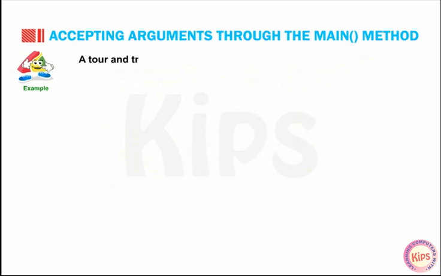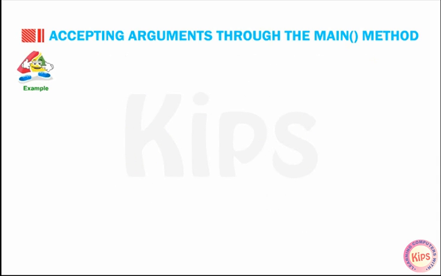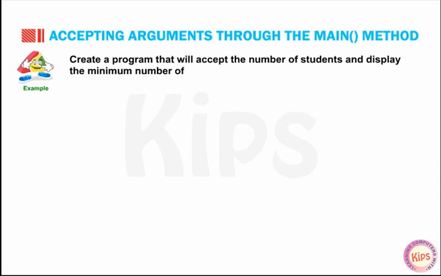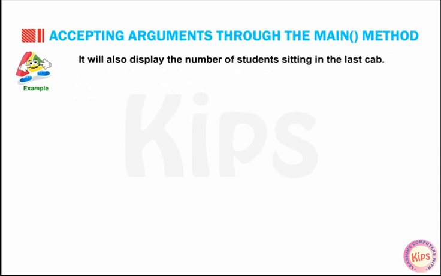Example: a tour and travel company is organizing a picnic for your school. The students will commute through mini buses, each having a seating capacity of 25 students. Create a program that will accept the number of students and display the minimum number of cabs required. It will also display the number of students sitting in the last cab.